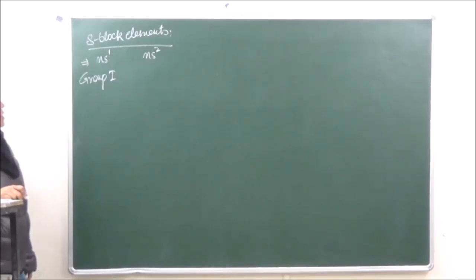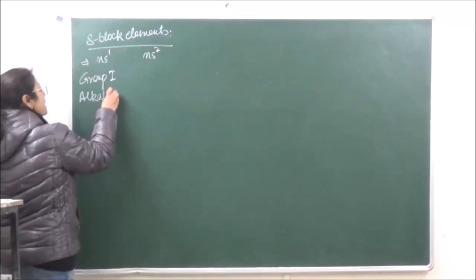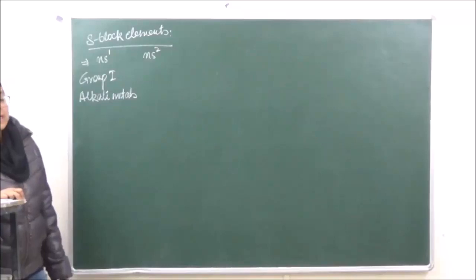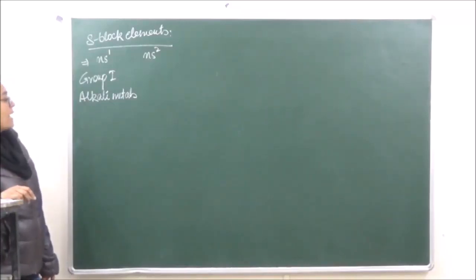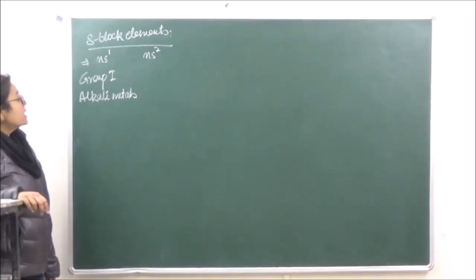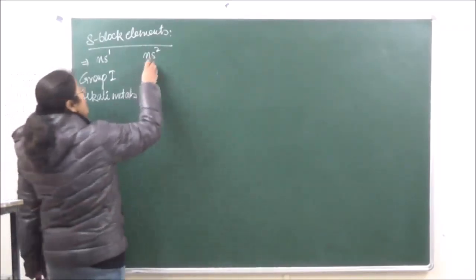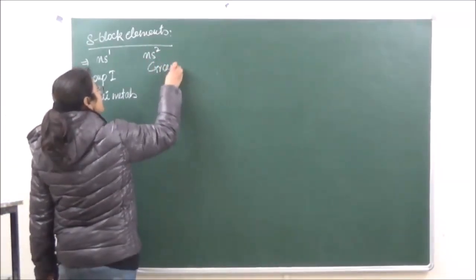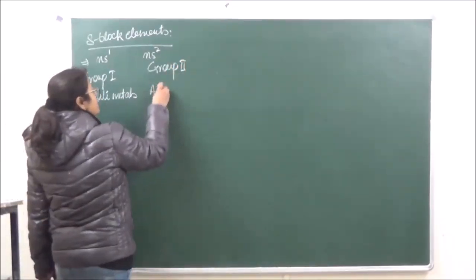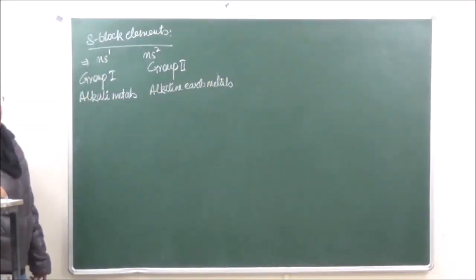Now group 1 of the periodic table is also known as alkali metals, because the members of this group dissolve in water to form alkalis. Alkalis are soluble bases. So that is how they get the name alkali metals, right? The second group, which is known as group 2, these are known as alkaline earth metals. So we have alkali metals and alkaline earth metals.